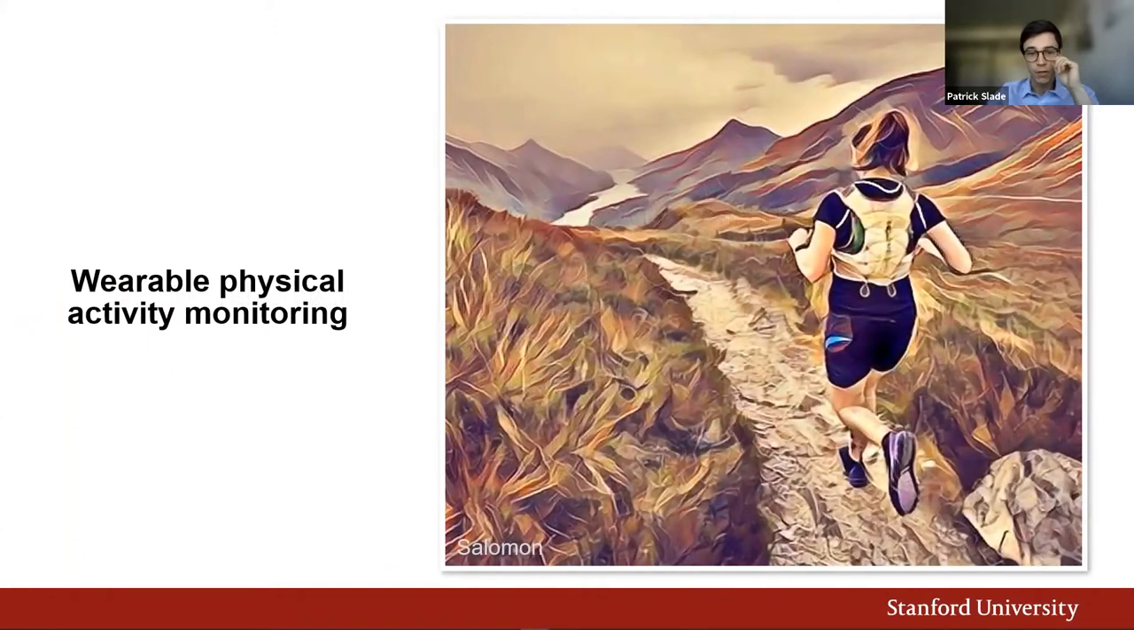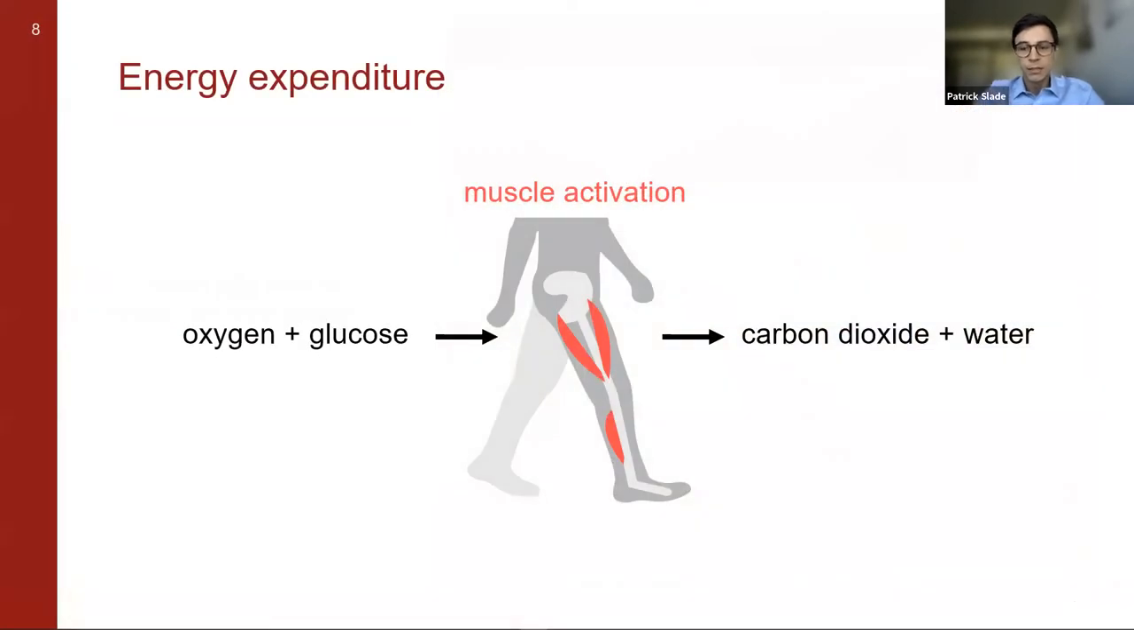So the first we'll talk about is wearable physical activity monitoring. So this is essentially trying to track how many calories a person is burning throughout the day. We refer to this as energy expenditure. So energy expenditure is really the energy consumed by the muscles to produce motion. So here we can look at a system level equation of the human body where you breathe in oxygen, you have glucose stored in your body, you use these to produce a muscle activation, and then your body expels carbon dioxide and water.